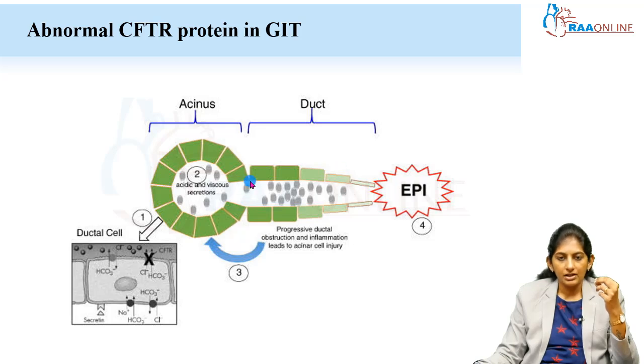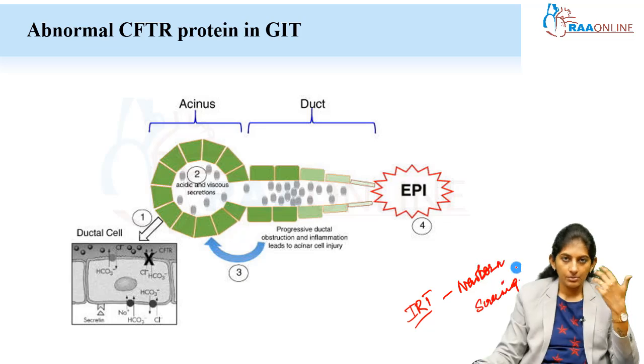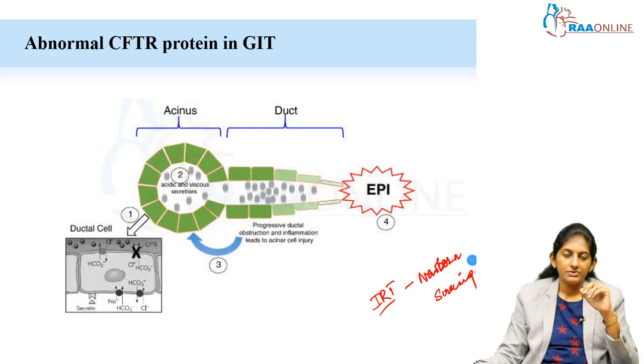When the duct gets blocked, progressively there is inflammation and that finally will cause acinar cell injury. So these are all the cells, this is the duct. So the acinar cell epithelium is completely injured progressively. So this is why this is taken as a screening test for newborns. In newborns, we do the immunoreactive trypsinogen. So we do IRT as the newborn screening test. I will explain about IRT towards the end of this presentation.